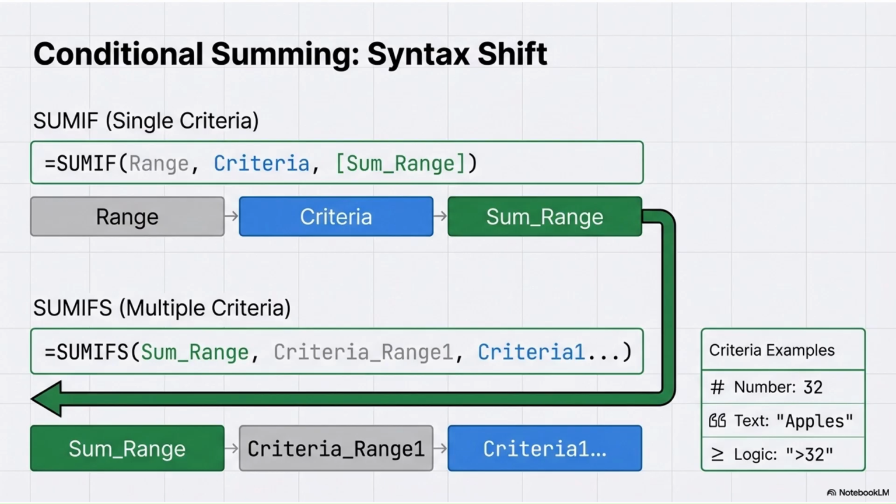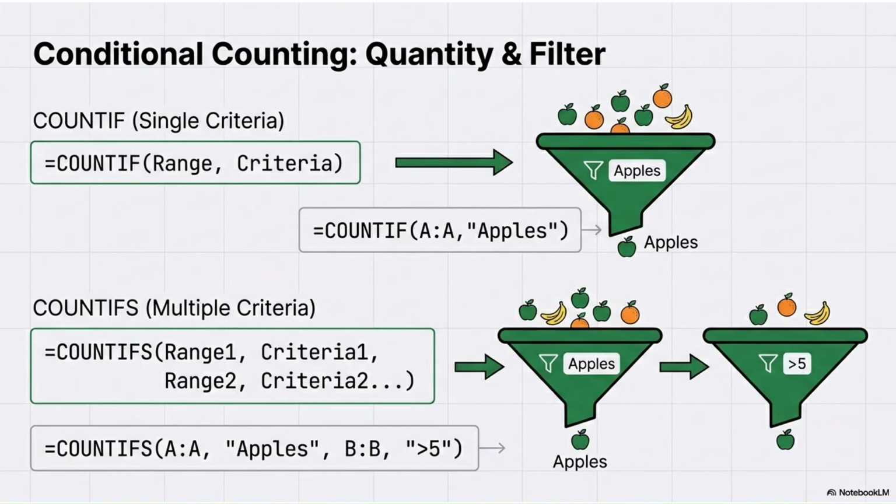Conditional counting, quantity and filter. Counting follows a similar logic but focuses on the frequency of an item rather than its value. COUNTIF, best for single filter questions like counting every time apples appears in a list. COUNTIFS allows you to layer filters. For example, you can count rows where column A is apples and column B is 5.